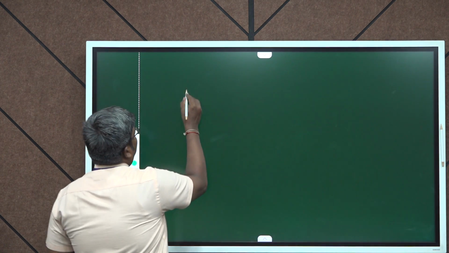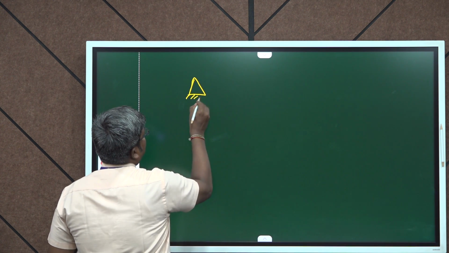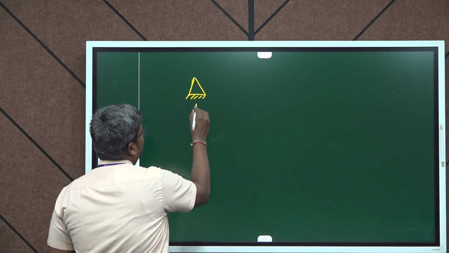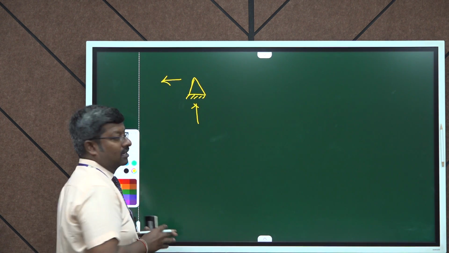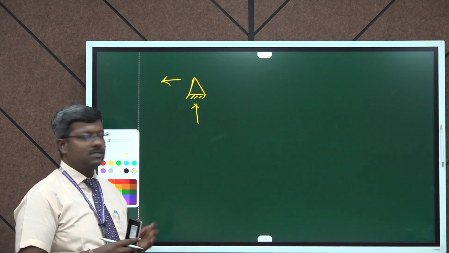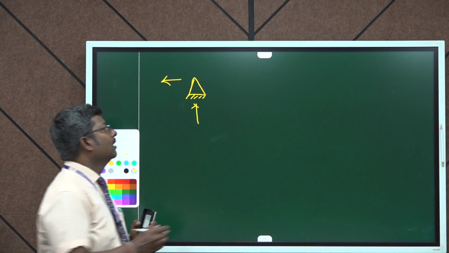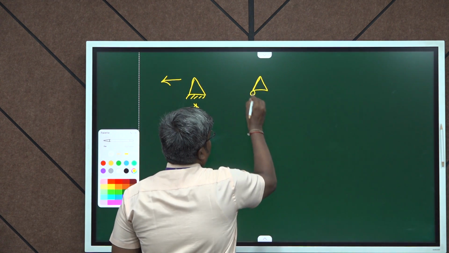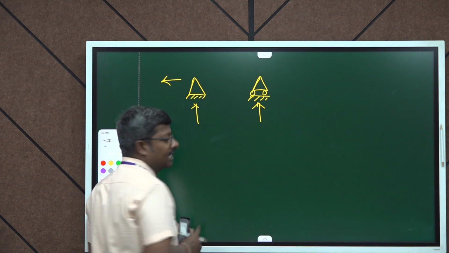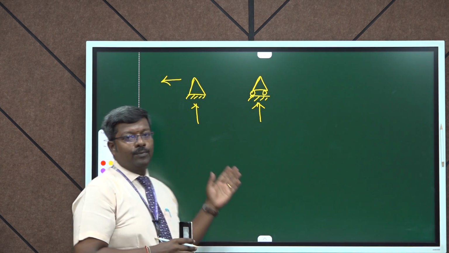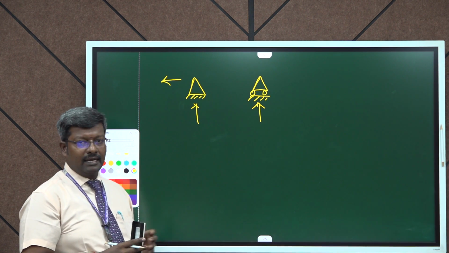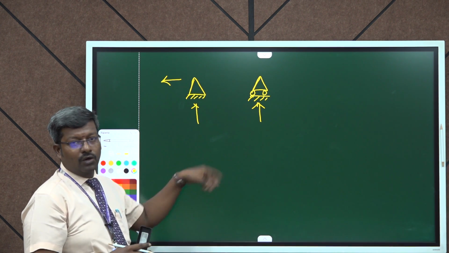First see hinged support. A hinged support is a support which has two reactions, that is vertical reaction and horizontal reaction, which means a hinged support cannot be moved in the vertical direction and also in the horizontal direction. Let us take roller support. A roller support has only one reaction, that is vertical reaction, which means the roller support cannot be moved in the vertical direction, but it can move in the horizontal direction and also rotate.